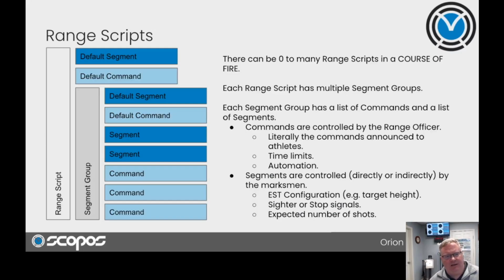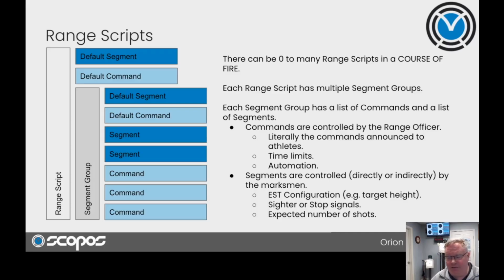And then finally, the course of fire also defines a range script. In the course of fire, we can have multiple range scripts. For example, you can have one range script specific for shooting on paper targets. You might have another for shooting specifically on ESTs. Each range script will have multiple segment groups, and each segment group has a set of commands and a set of segments.